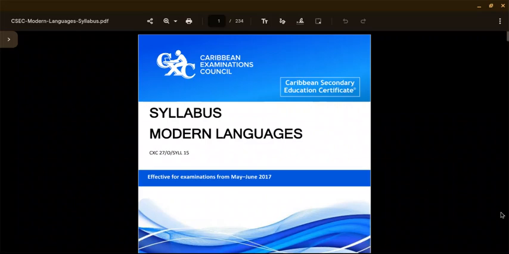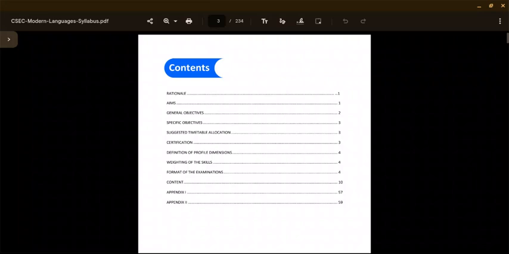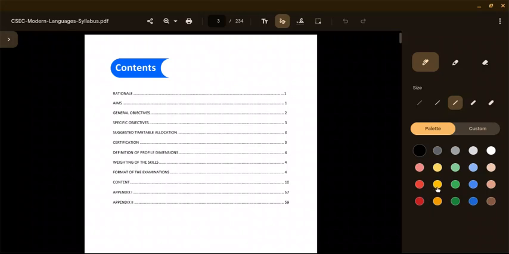All right. So, what I want to do in this very first episode in terms of the Modern Languages syllabus is to look at the aims and the general objectives. All right. So that means what we're going to look at is this topic. Can I do a tick? Yes. And we're going to look at general objectives. I'm not going to look at rationale because honestly, it's rather long.